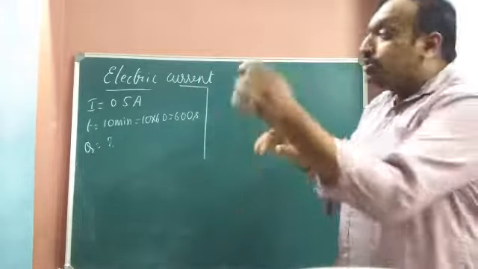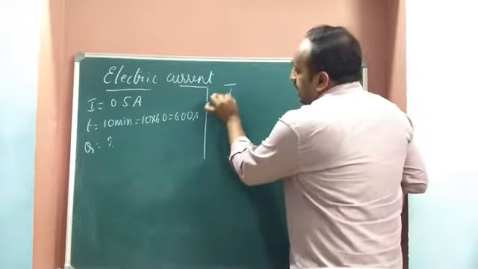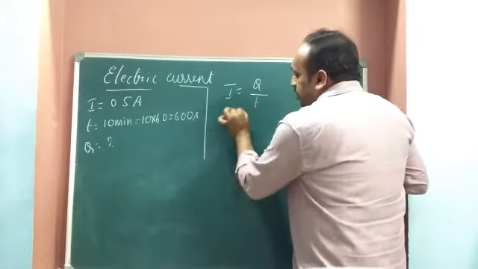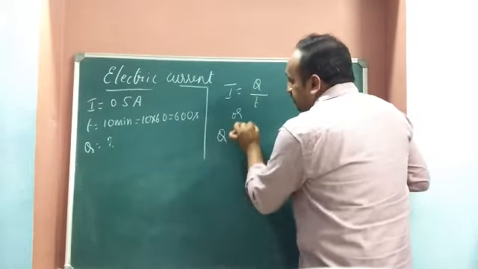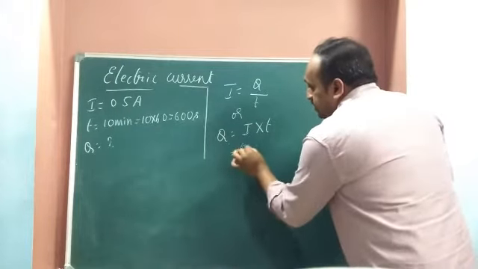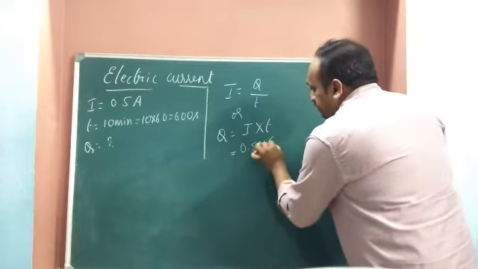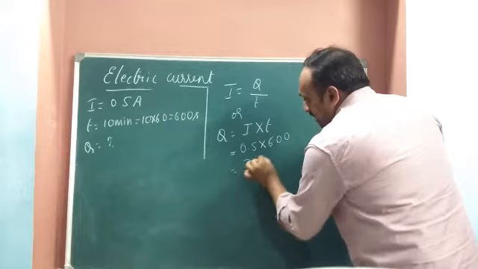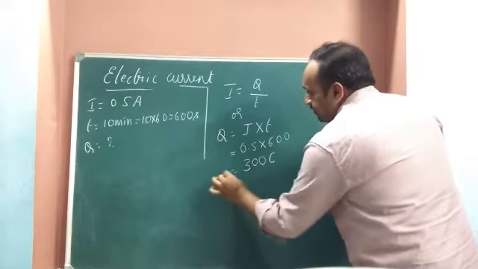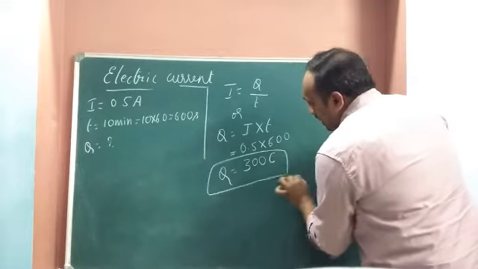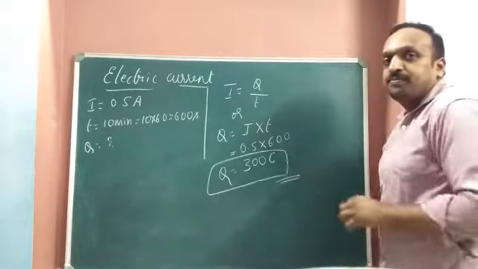SI unit of current is given in ampere, so obviously we need to convert the time into the SI unit. The next step, use the formula. I is equal to Q divided by T, or Q is equal to I into T. Substitute the value. 0.5 into 600, it is 300 coulomb. So the charge Q is equal to 300 coulomb.